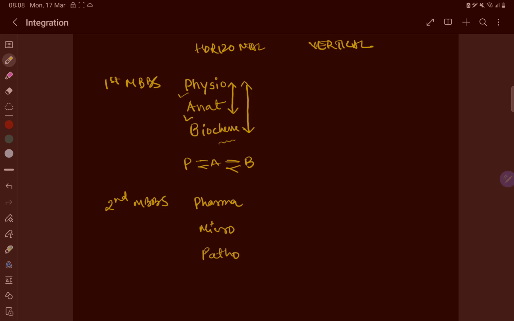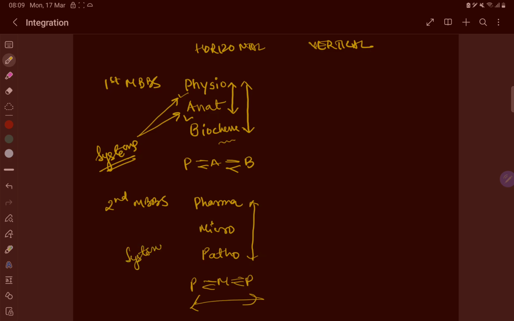Similarly, there is a vertical integration and there is a horizontal integration. Because I'm drawing it like this, it looks vertical, but actually it is something like this. For example, how can you integrate? There are systems. In systems, you can integrate physiology and anatomy, and you can integrate pharma and patho. Suppose you have something different in biochem and something different in micro.